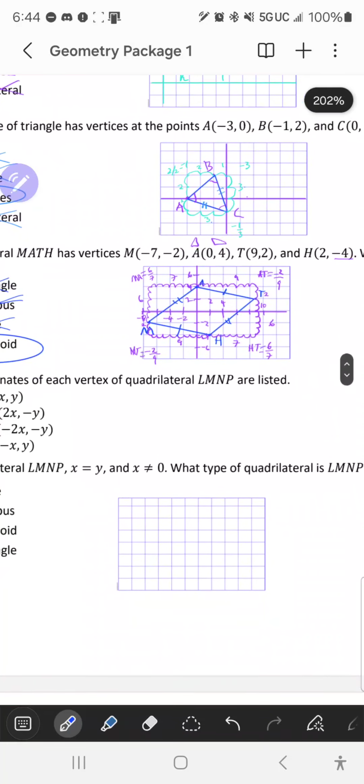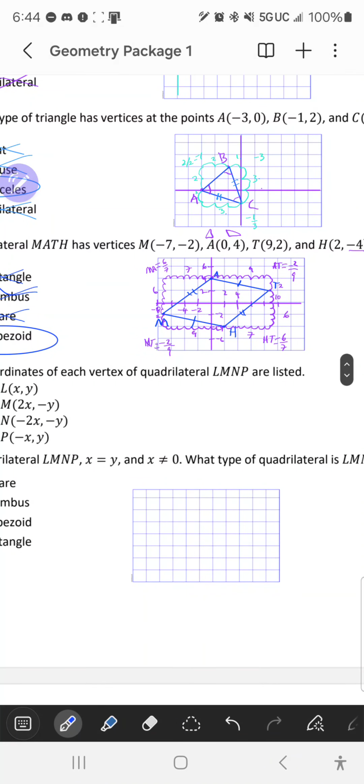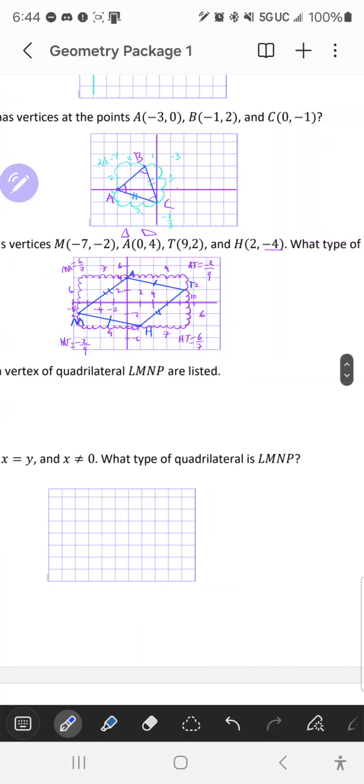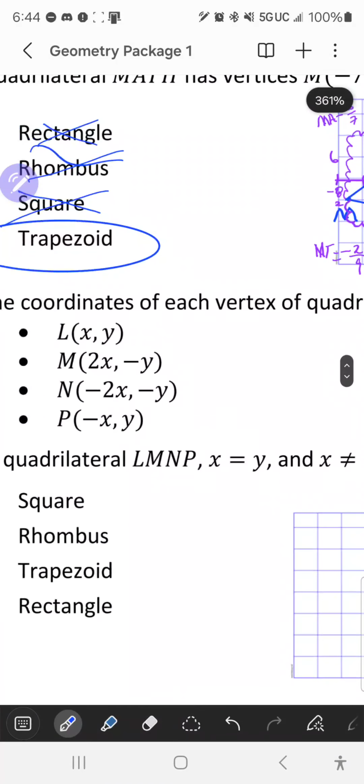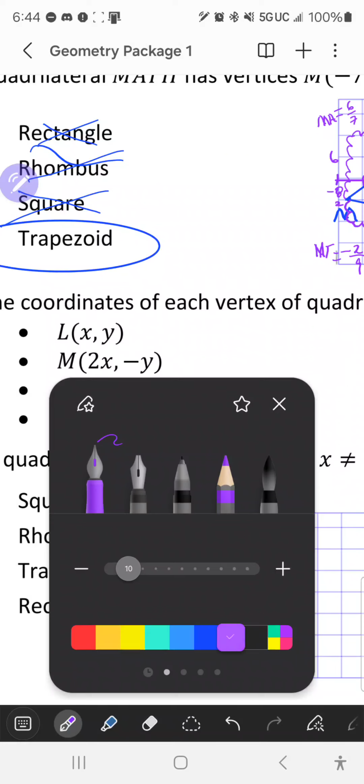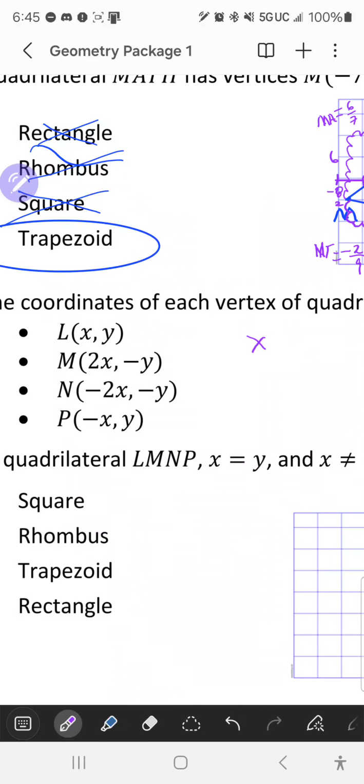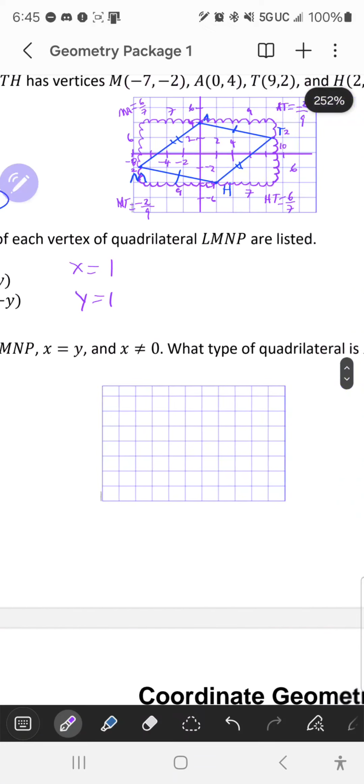Now I'll say x equals y. X is not equal to 0. So I just say that y is 1. I want to work with easy numbers, so x is 1. Since x equals y, y is also 1. So it will be 1 comma 1. This will be 2 comma minus 1. This will be negative 2 comma negative 1, and just keep going.